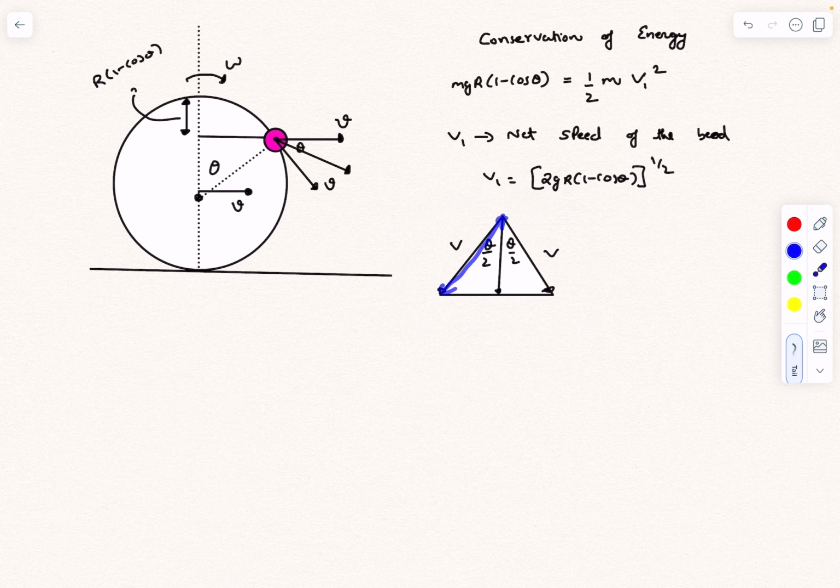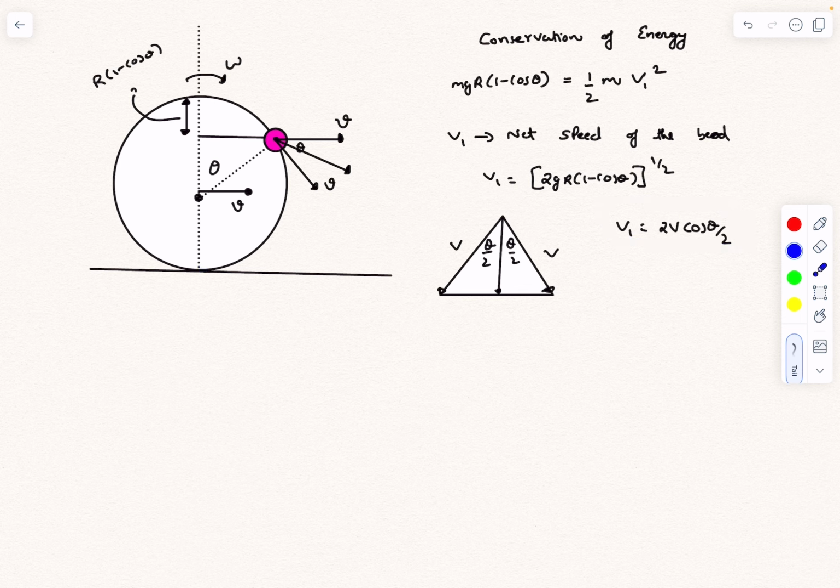As these two vectors are equal, the resultant will be along the angle bisector, so this angle is theta by 2. So the resultant is simply v cos(theta by 2) plus v cos(theta by 2). So the net speed, which we termed v1, will come out to be 2v cos(theta by 2). Okay, so this was method 1. Method 2, I'm not doing it, you can actually do it.